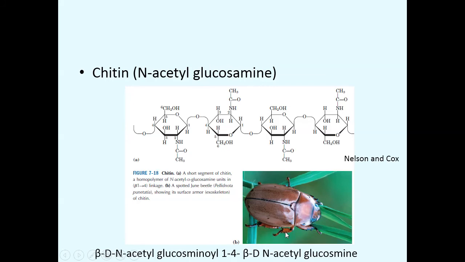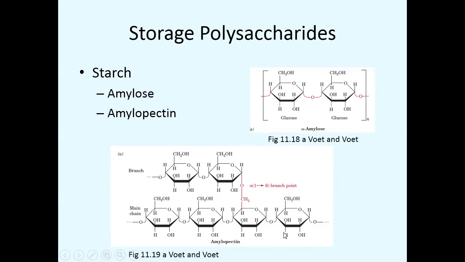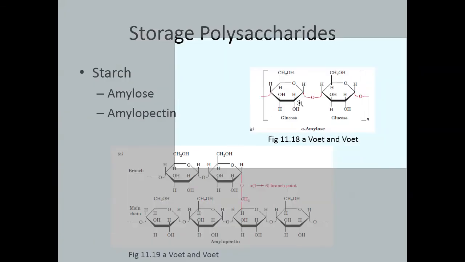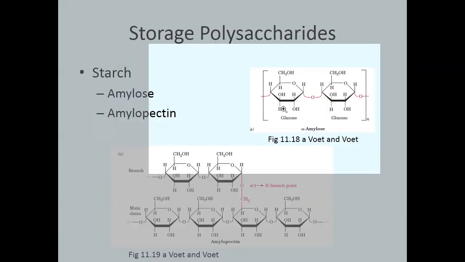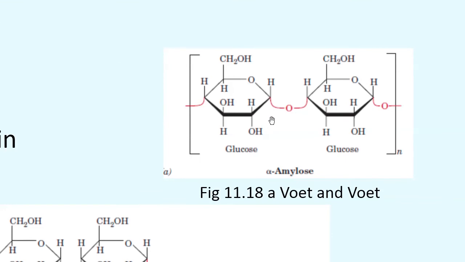We will now see the structure of storage polysaccharides. Storage polysaccharides are used to store energy in the cells of living things. Plants store carbohydrates in the form of starch. There are two types of starch. These are called amylose and amylopectin.